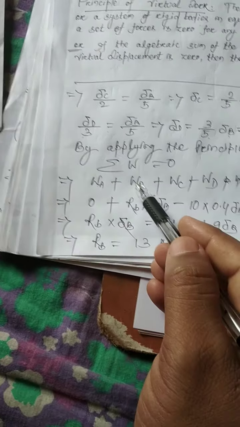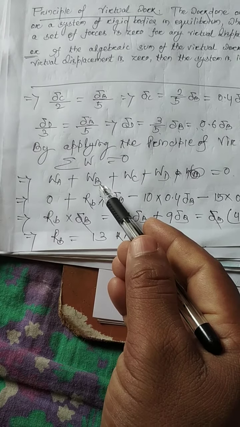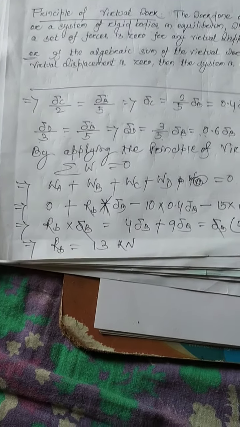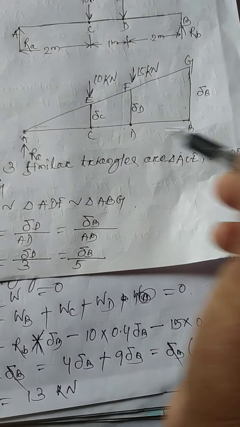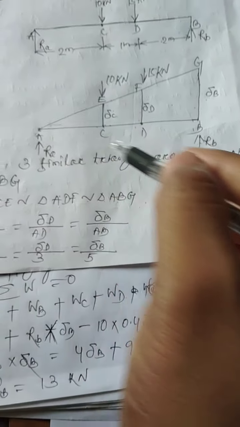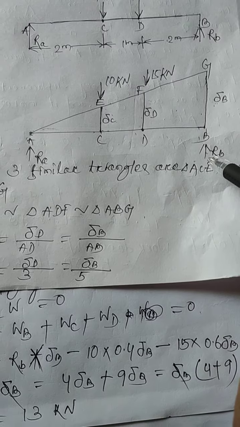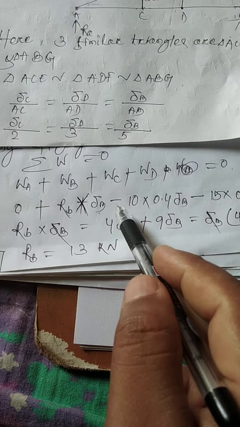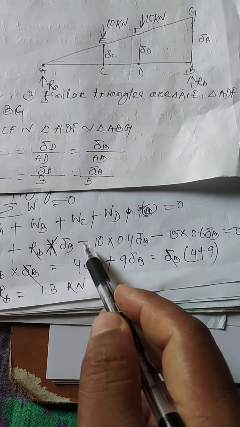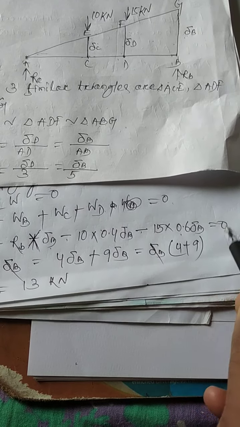So we can write the equation: WA plus WB plus WC plus WD is equal to 0. WA is 0. Now we can find out WB. Look into the diagram: force into displacement. So force is RB into del B. So RB into del B, then minus 10 into del C, minus 15 into del D, is equal to 0.